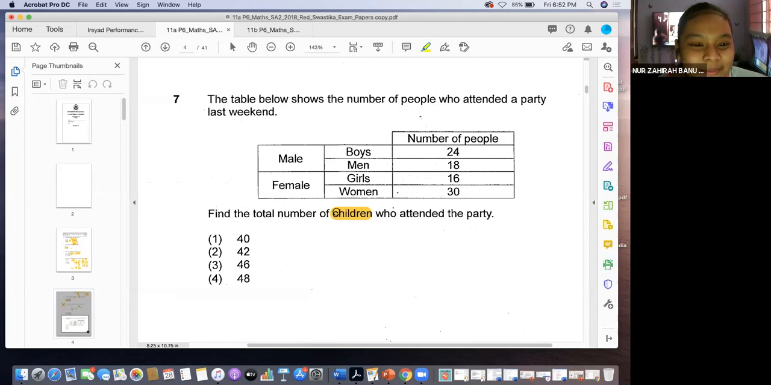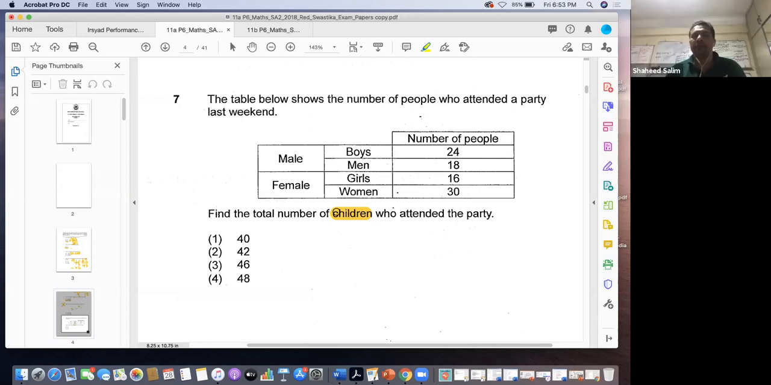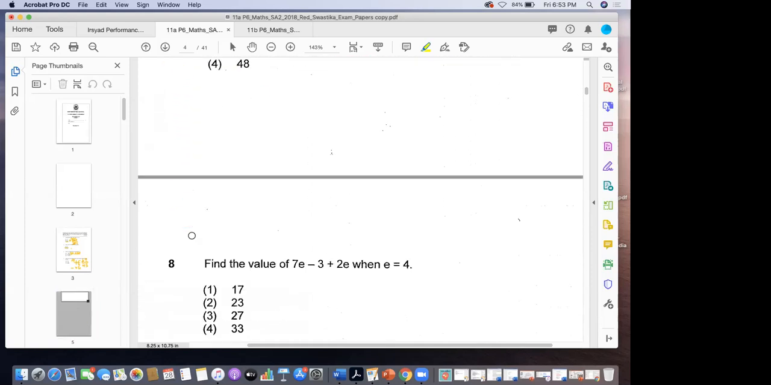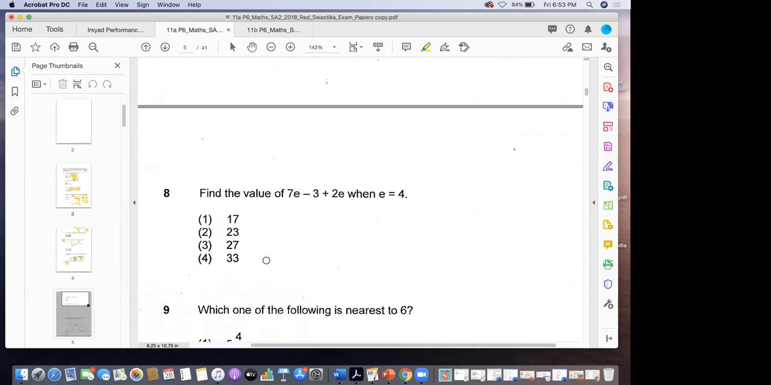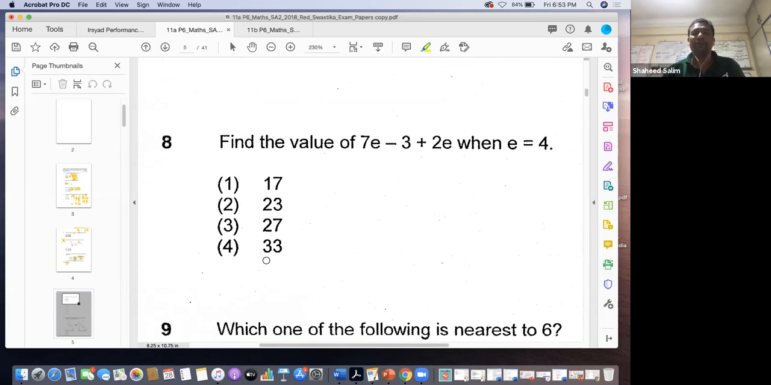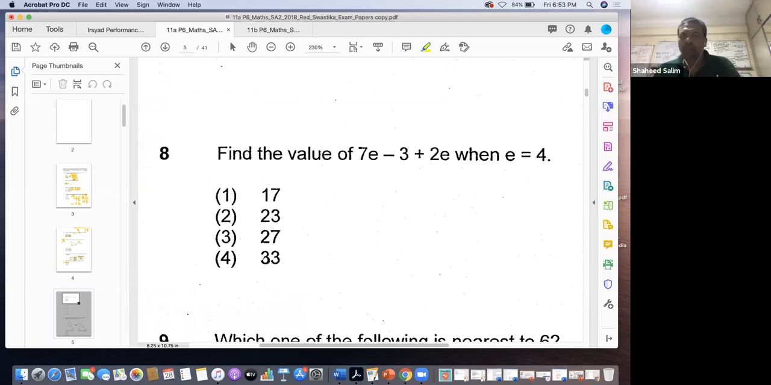Answer number 1. Shafika, what about you? Okay, never mind. Boys are children. Girls are children. So 16 plus 24, congratulations for the two of you, is number 1. You need to know English. Yeah, this one got to be just careful. But you know, Singapore's paper is very tough compared to other countries, no?